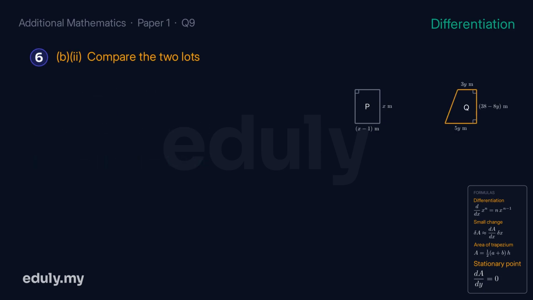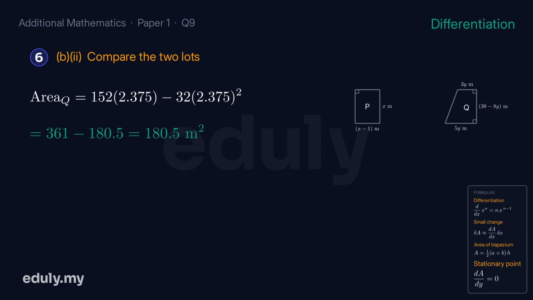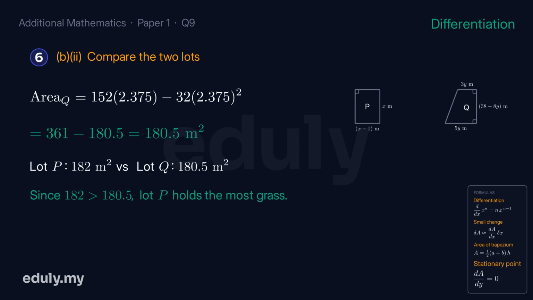Step 6. Now find lot Q's maximum area and compare. Put y equals 2.375 back into the area of Q. That works out to 180.5 square meters. Compare the two. P has 182, Q has 180.5. Since 182 is bigger than 180.5, lot P will be planted with the most grass.